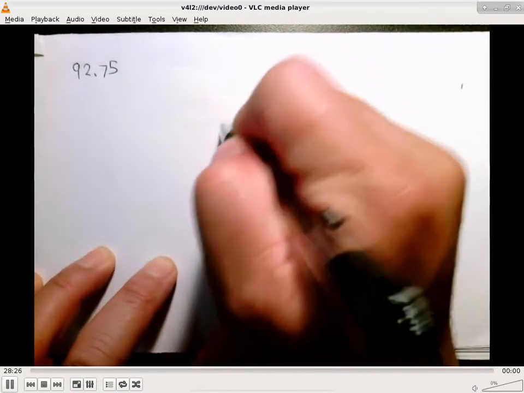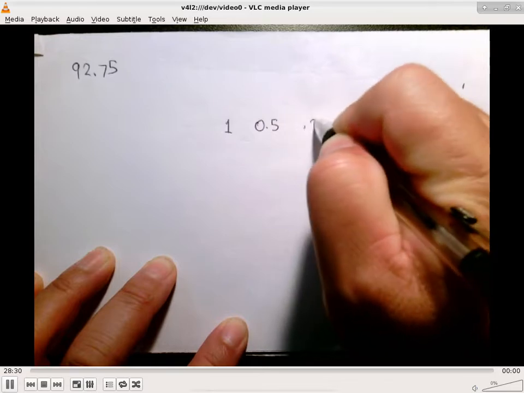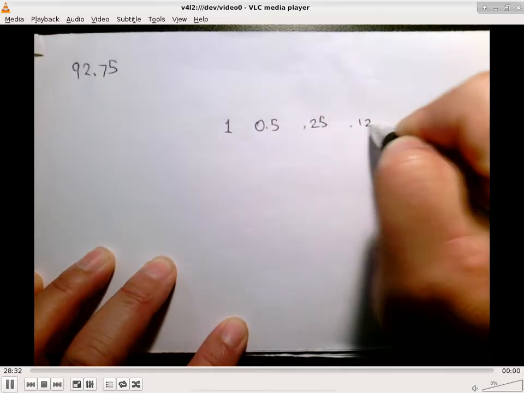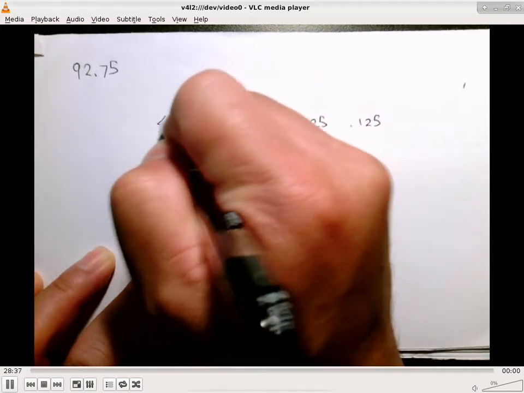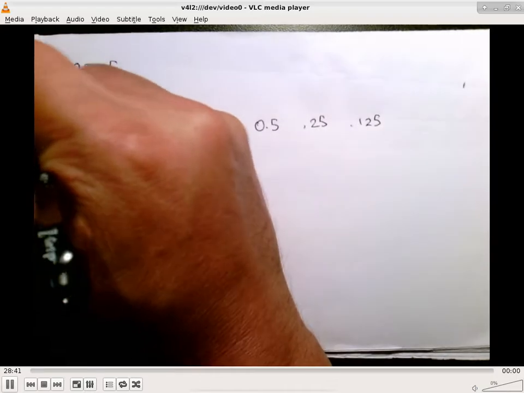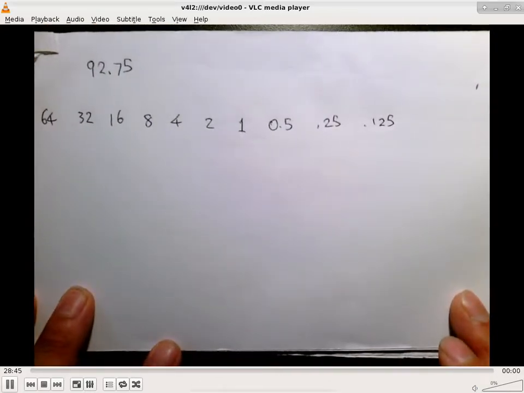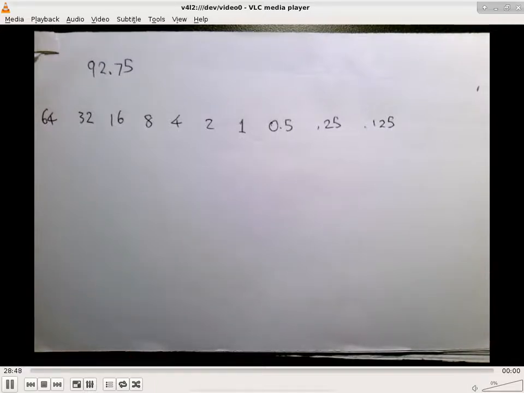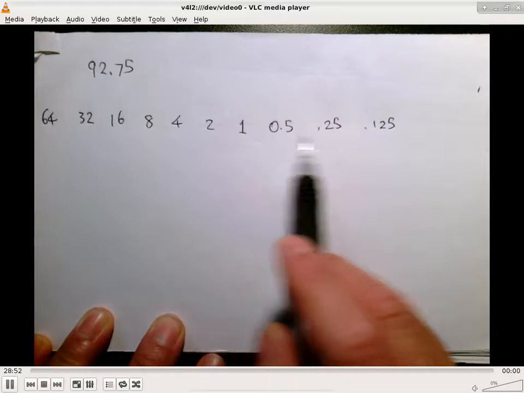Okay, so we have $1 bills, and then we have half-dollar coins, then we have quarters, and then we have 1/8 of a dollar. On the other side, we have $2 bills, $4 bills, $8 bills, $16 bills, 32, and 64, and 128, and so on the other side. But you get the idea, right? They're all powers of 2. Positive, non-negative powers on this side, and negative powers on the other side.